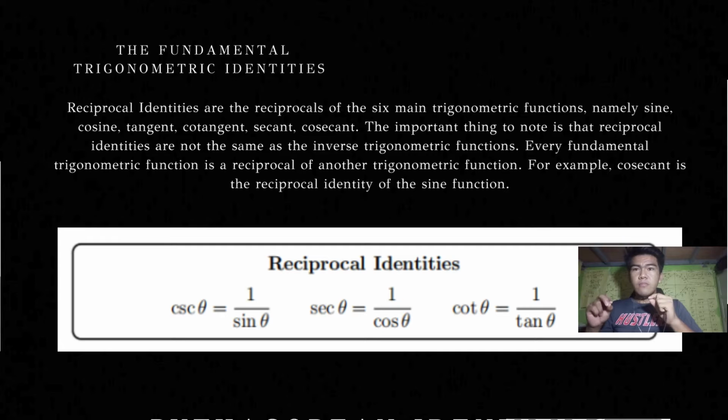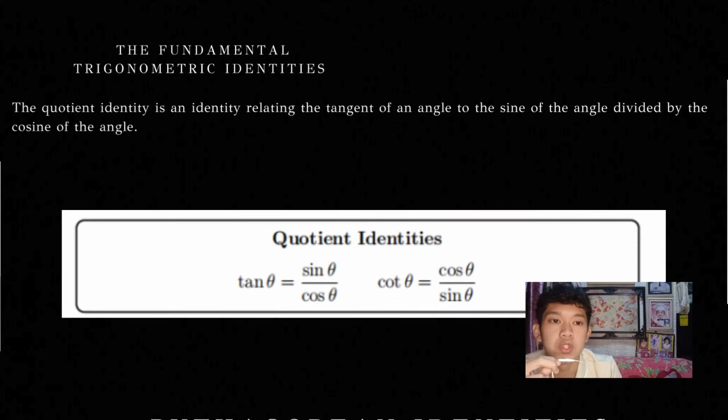We can also see there that secant theta is equal to 1 over cosine theta, and cotangent theta is equal to 1 over tangent theta. So this means that if cosecant theta is equal to 1 over sine theta, then sine theta is also equal to 1 over cosecant theta. Now the next one is the quotient identity.